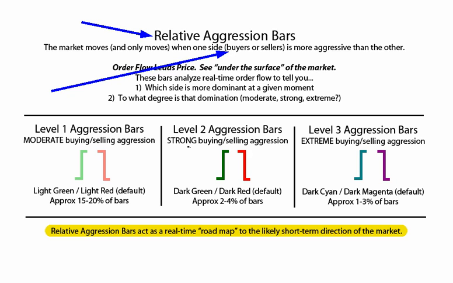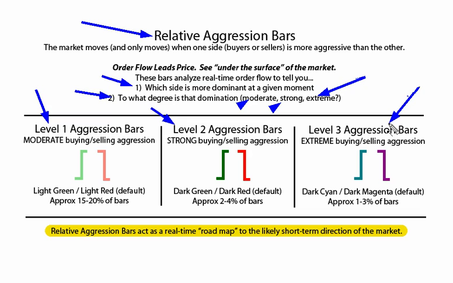Okay, and that's what this software is really getting to the heart of. It's going to tell you in real time which side is more dominant at a given moment, and not only that, but it's helping you make sense, in a relative sense, of to what degree that domination is. Is it moderate? That would be a level 1 bar. Is it strong? That would be a level 2 bar. Or is it extreme? And that would be a level 3 bar. And again, these relative aggression bars act as what we call a roadmap for what the likely short-term direction of the market is going to be.